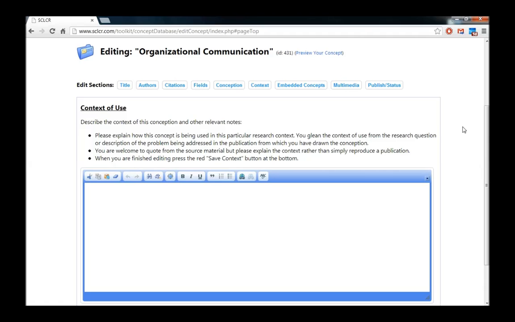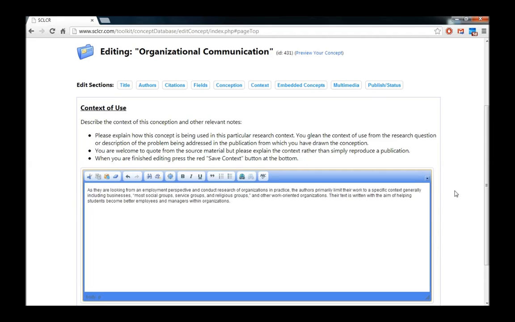So in this case, the context of this conception, organizational communication, is that the three authors came together to write a textbook for the university classroom. And in general, they're trying to help students be successful getting a job and succeeding in the workplace. So I'm going to go ahead and enter a brief explanation of the context of this particular conception. Just like with all of the other fields in our concept database, you can always come back and edit this later. So I'm going to go ahead and just start with a relatively brief explanation of the context.